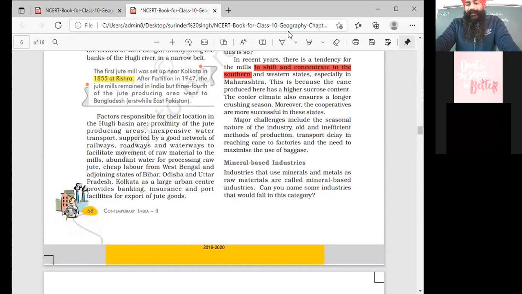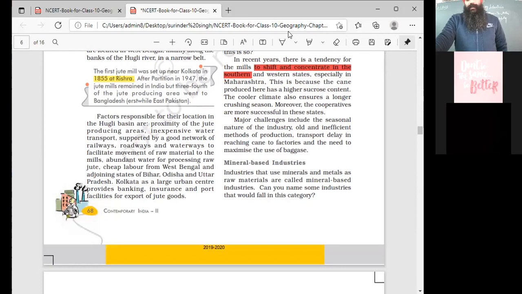Third, cooler climate ensures a longer crushing season. The cooler climatic conditions of Southern India ensure a longer crushing period. But in Northern India, sugarcane is generally harvested in December and January. Afterwards, during February and March, when temperature starts to increase, this adversely impacts sucrose content. So cooler climatic conditions and a longer crushing period support the growth of sugar industries in Southern India.